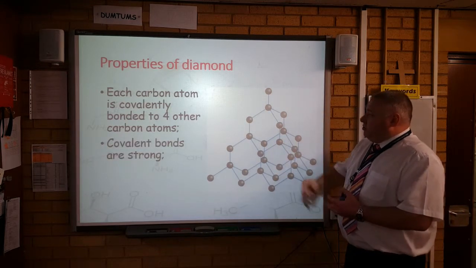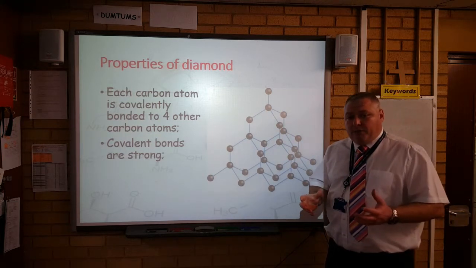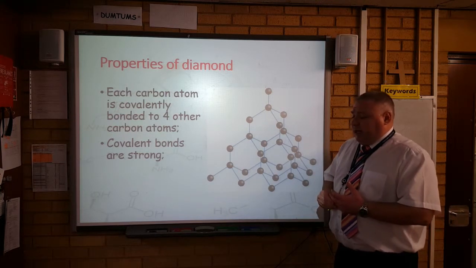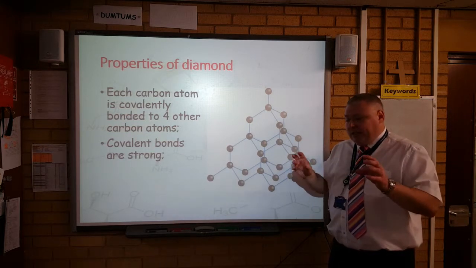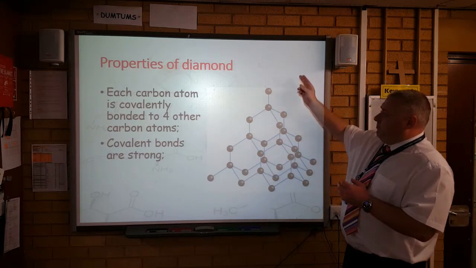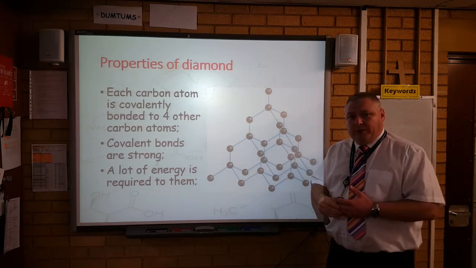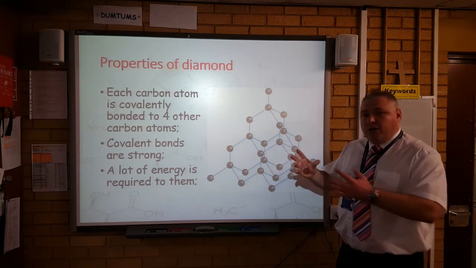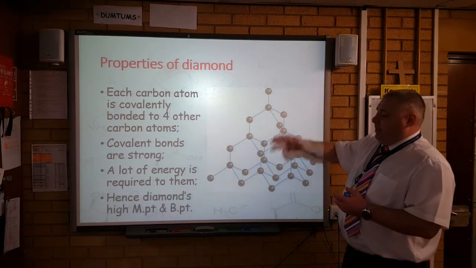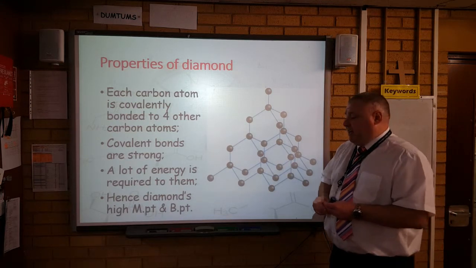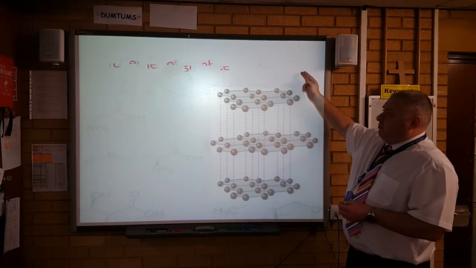As I've previously discussed, all these carbon atoms are covalently bonded together. Now, covalent bonds, like all chemical bonds, are extremely strong. A covalent bond is an electrostatic attraction between a shared pair of electrons and the nuclei of each of the 2 atoms. Because these covalent bonds are so strong, if you want to break them when you melt or boil it, you'd have to put a lot of energy in to break those bonds. And because you have to put a lot of energy in, that is why diamond has a high melting point and high boiling point.